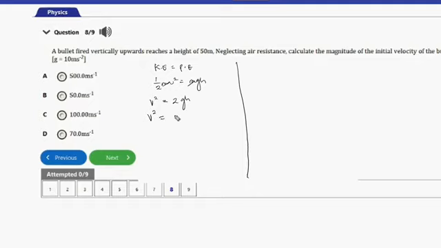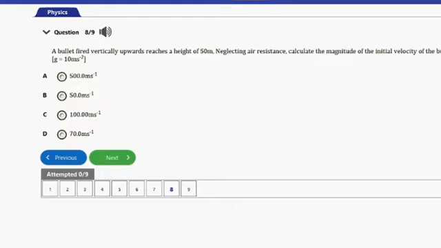So it reaches a height of 500 meters. So 2gh here is going to be 2 times 10 times 500, and that's 10,000, guys. So go ahead and find v here as the square root of 10,000, and that will give us 100. So that's 100 meters per second, and that's it for this question, option C. So let's go ahead and consider the next question, guys, and that's the last.